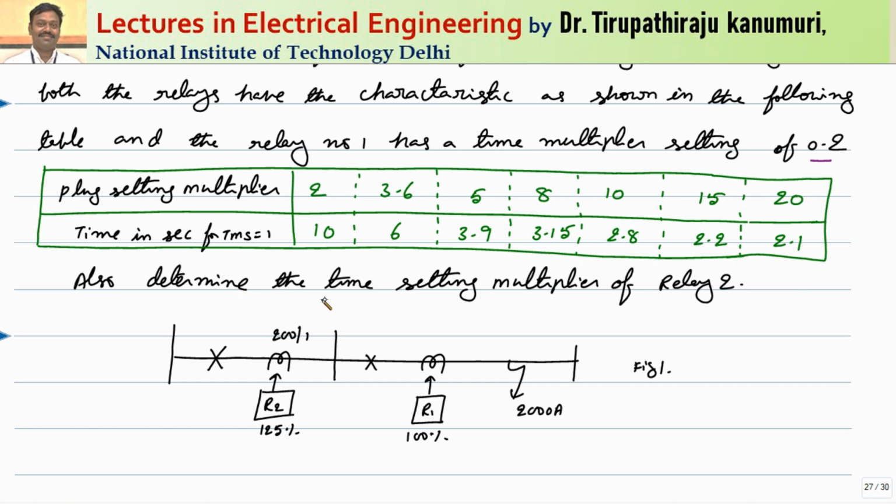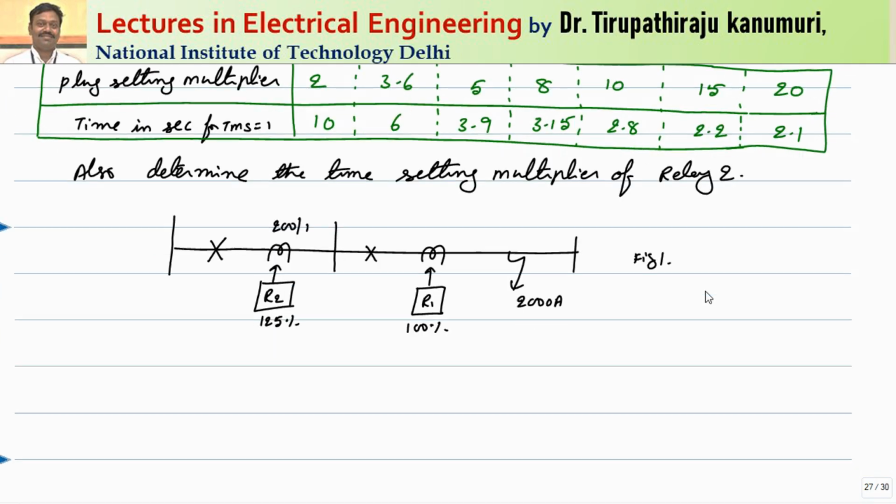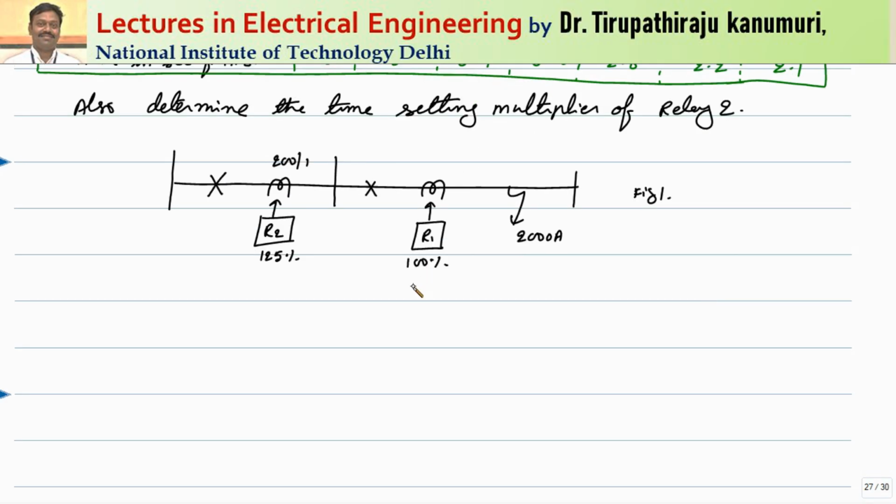Also determine the time multiplier setting of relay number 2, which we have to calculate. What will be the time of operation of each relay, we have to calculate. The figure is given here. There are two CTs. One CT has a ratio of 200 divided by 1. This is one relay. The second relay also has a CT ratio of 200 divided by 1. There is a fault current of 2000 amperes.